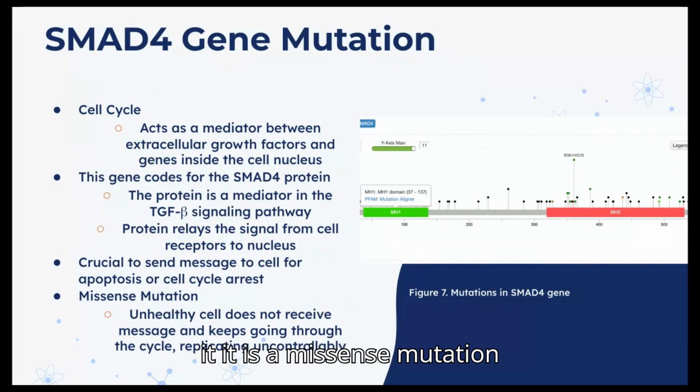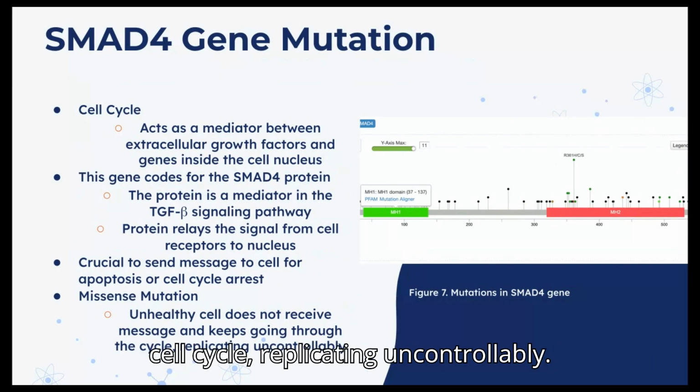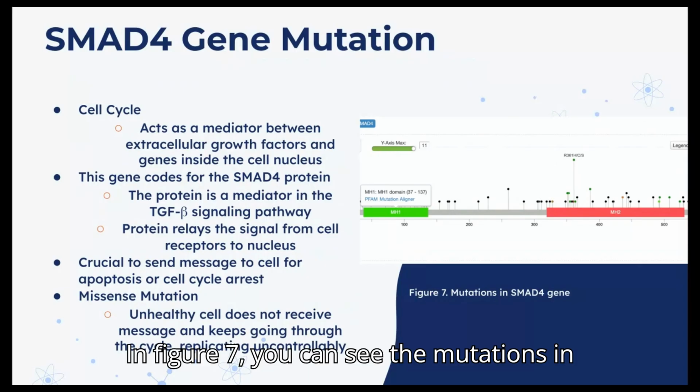And it is a missense mutation when the protein loses function, and unhealthy cells do not receive the message, and they keep going through the cell cycle, replicating uncontrollably. In Figure 7, you can see the mutations in the SMAD4 gene.